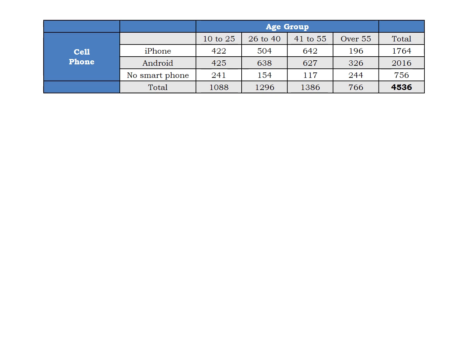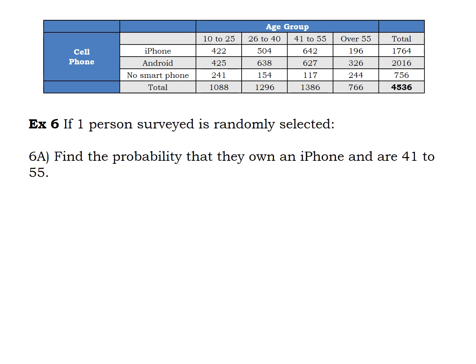So let's look at what are now called AND problems. So problems where more than one thing has to happen at the same time. So I want the probability that when we randomly select one person, this person owns an iPhone and simultaneously is in the 41 to 55 age group. So remember, whenever you can count, count. All right? So in this case, I want to know how many are there to choose from? Well, we're choosing one from everybody, and all 4,536 are equally likely to be the one person that we choose.